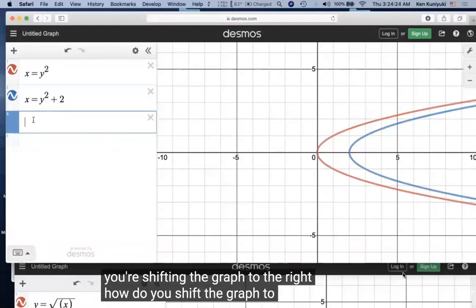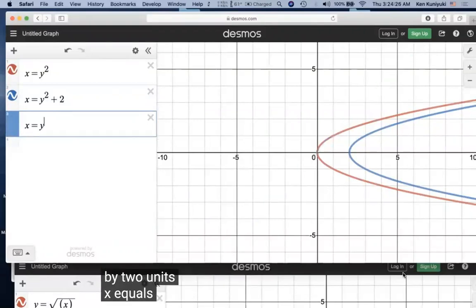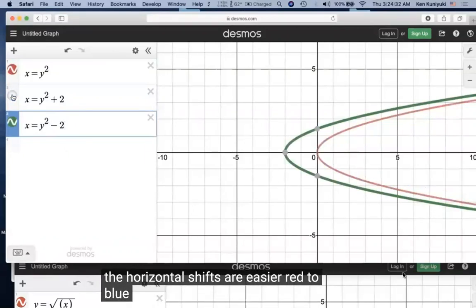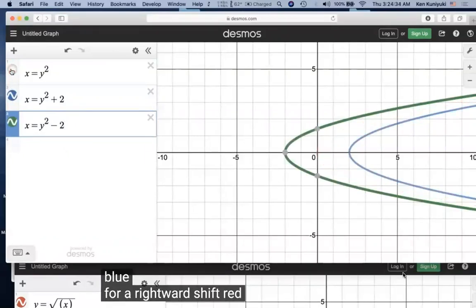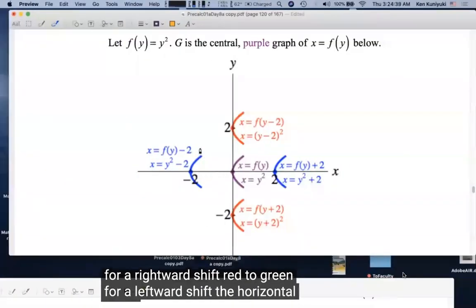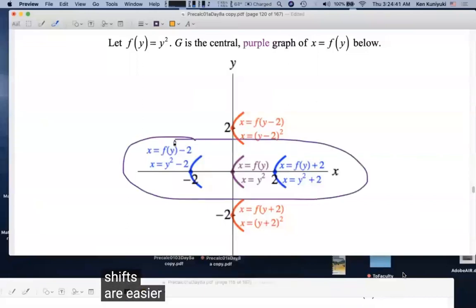How do you shift the graph to the left by 2 units? X equals y squared, all minus 2. So this time, the horizontal shifts are easier. Red to blue for a rightward shift, red to green for a leftward shift. The horizontal shifts are easier.